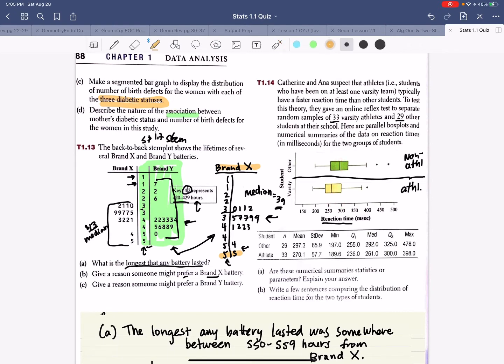We see that here in the mean is different, right? And we see that in the median, right? So it asks us, are these numerical summaries statistics or parameters? Explain. These are statistics because they are numbers that describe the sample, okay?